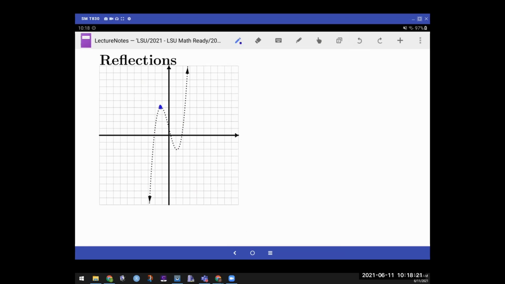A horizontal reflection would be going across the y-axis. So this one is to the left 2, I'll go to the right 2 now. This one is to the right 1, go to the left 1 now. Okay, graphs look similar, but they are different. So, reflections.